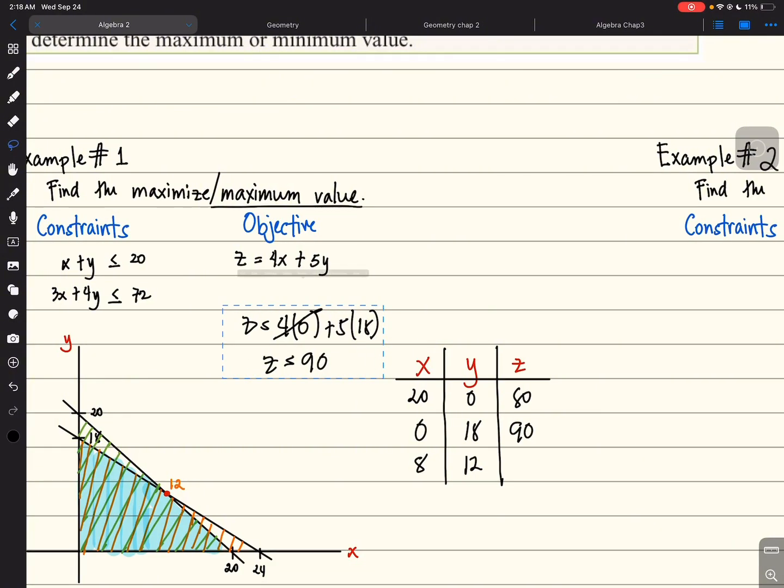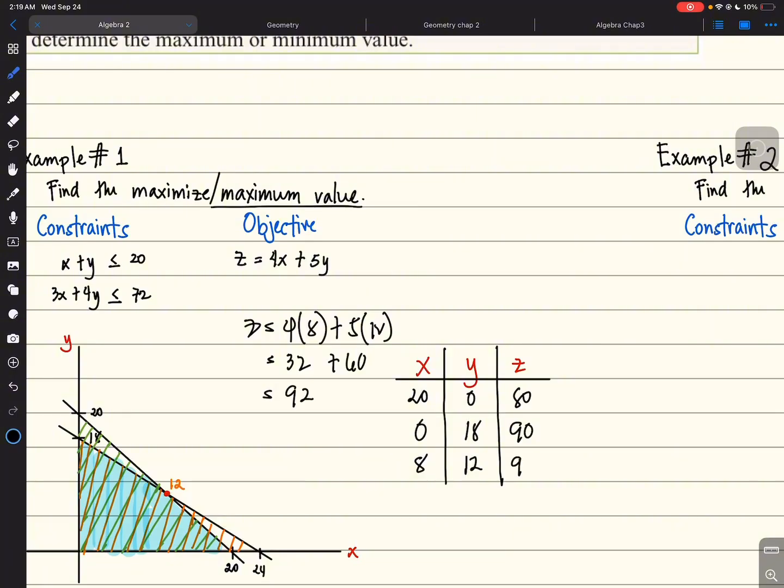Again, substitute the values of x and y. Use this. Let's try. Z equals 4x, what is x? 8, plus 5 multiplied by y. What is y? That is 12. Now, what do you think is the value of 4 multiplied by 8? That is, I believe, 32. Plus 5 multiplied by 12, that is 60. Combine, so the value of z is 92.